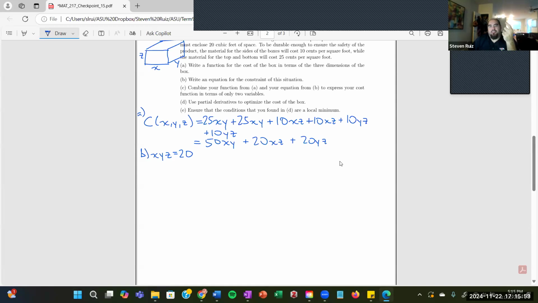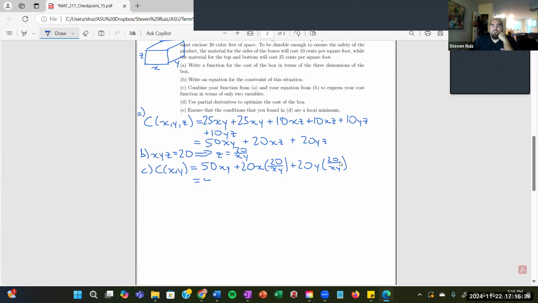So part C now is to combine those 2 things, and that should help me get my answer from A down to only 2 variables. So for B, I'm going to solve for one of the variables. I don't really care which one. I'm going to go ahead and do Z. I'm going to say that Z is equal to 20 over XY. And that is going to allow me to write C as a function of X and Y only. So C as a function of X and Y will be this: 50XY plus 20 times X times 20 over XY plus 20 times Y times 20 over XY.